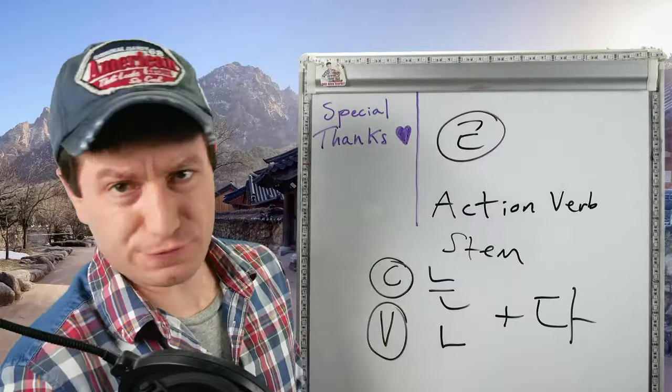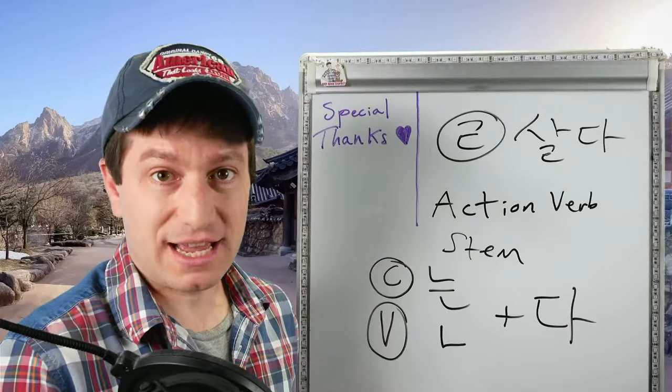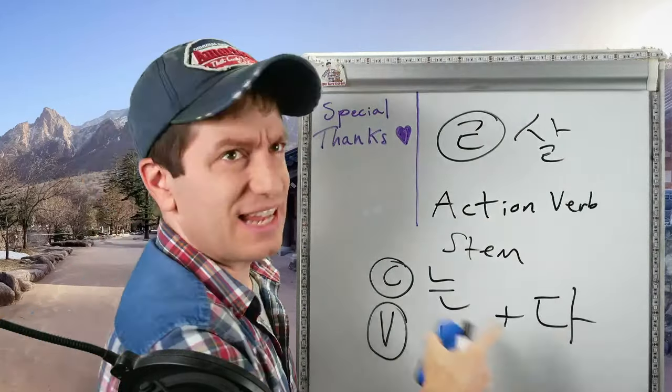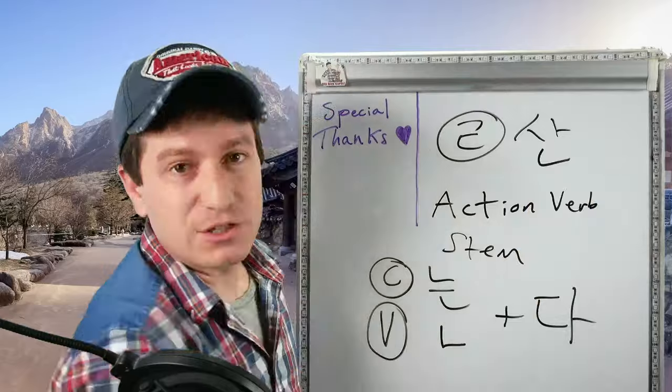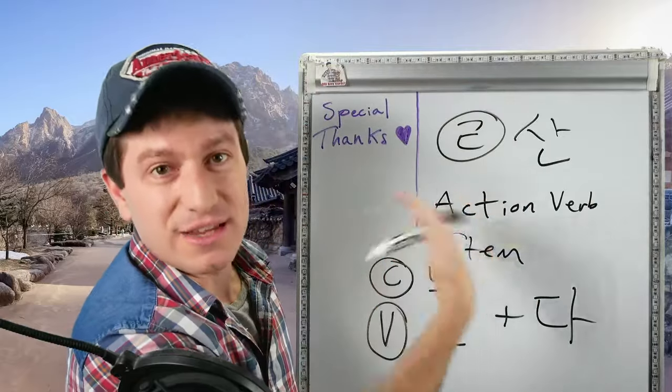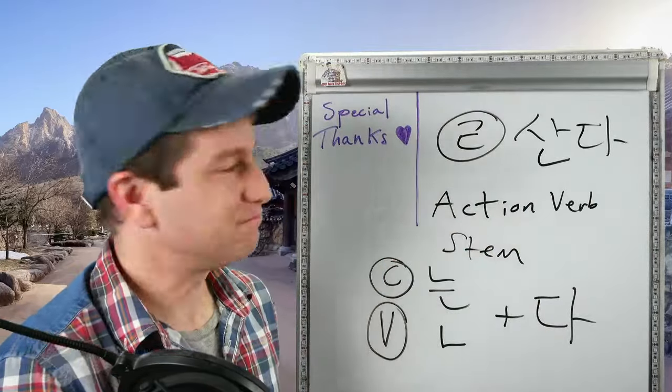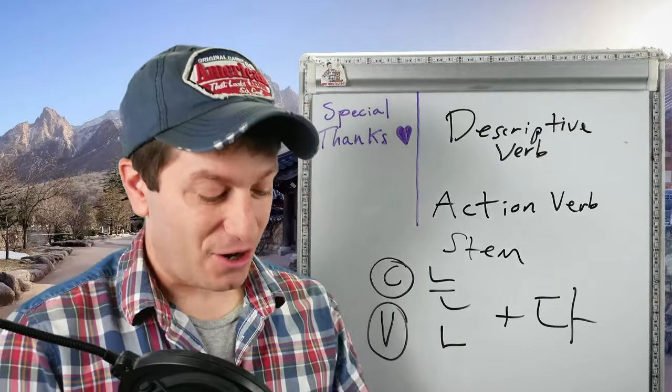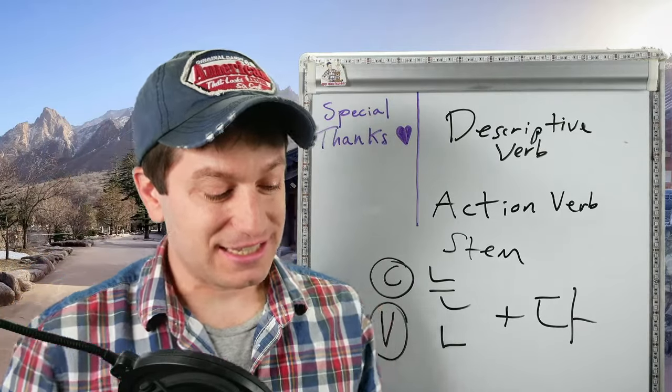There is one exception for action verb stems that end with this consonant. You simply remove it first. So the verb sairda, to live. Get the stem. It ends with that letter. You remove it. You attach this because it now ends with a vowel. And you get sanda.